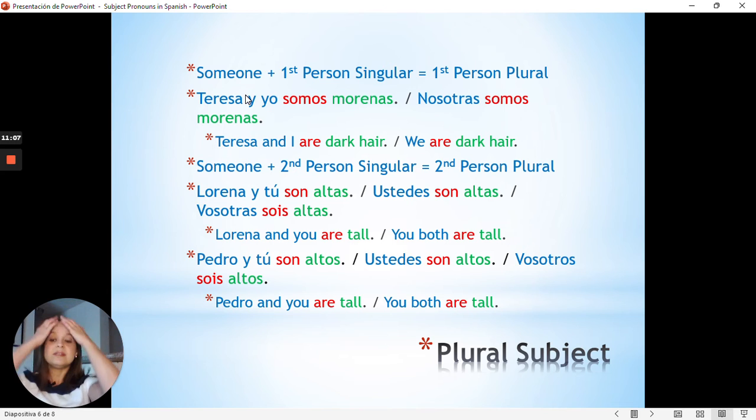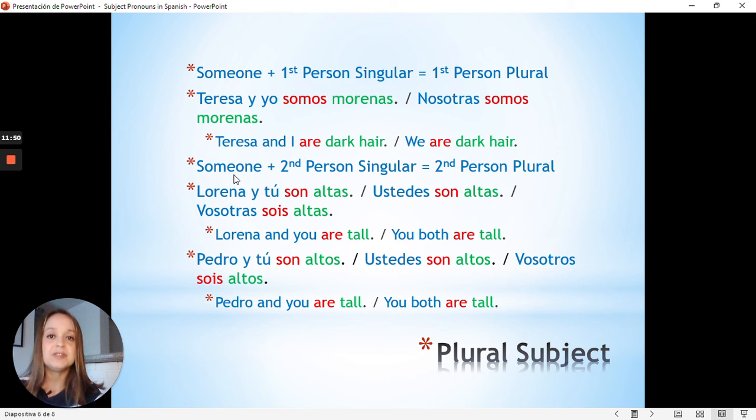When we have in the sentence someone plus first person singular, it is going to be equal to first person plural. When you have Teresa y yo, Teresa and I, Teresa y yo somos morenas. Nosotras somos morenas. Teresa and I are dark-haired. We are dark-haired. I'm using nosotras here because Teresa is a girl and I am a girl. So both people involved in the sentence are female, so we need to use the subject pronoun nosotras in its feminine form. But if you have a boy, you can replace it with nosotros.